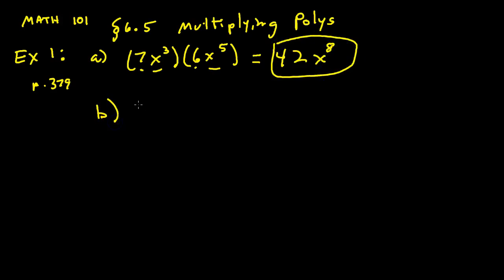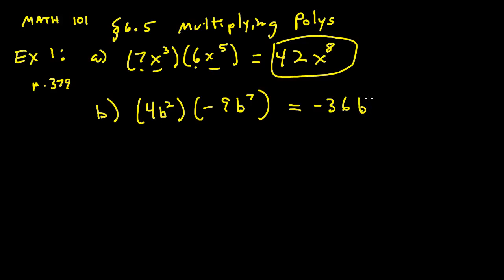Example B, similar. Another monomial times monomial example. One's got a negative coefficient, though. Don't let it throw you. 4b squared times minus 9b to the seventh. Again, let's multiply the coefficients first. 4 times minus 9 is negative 36. And again, the powers of b we can crunch together. B squared times b to the seventh is b to the ninth. So final answer, minus 36 b to the ninth power.